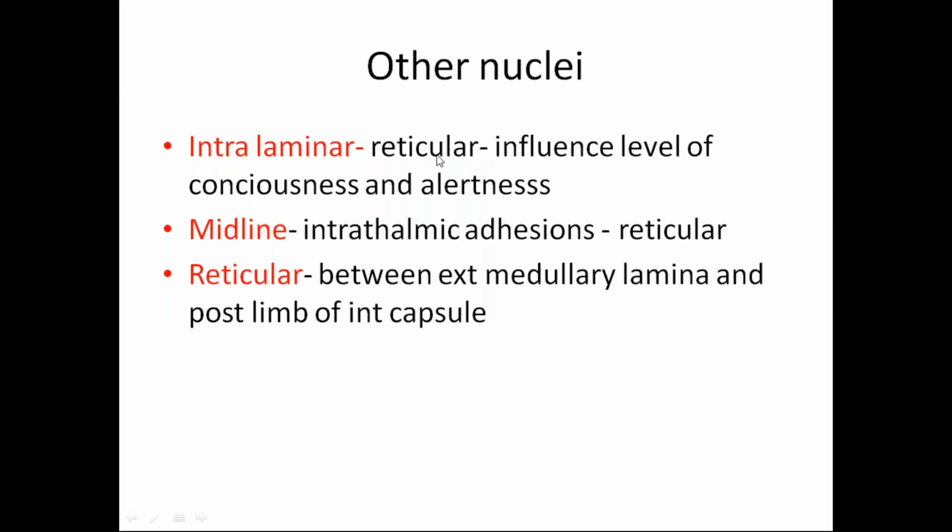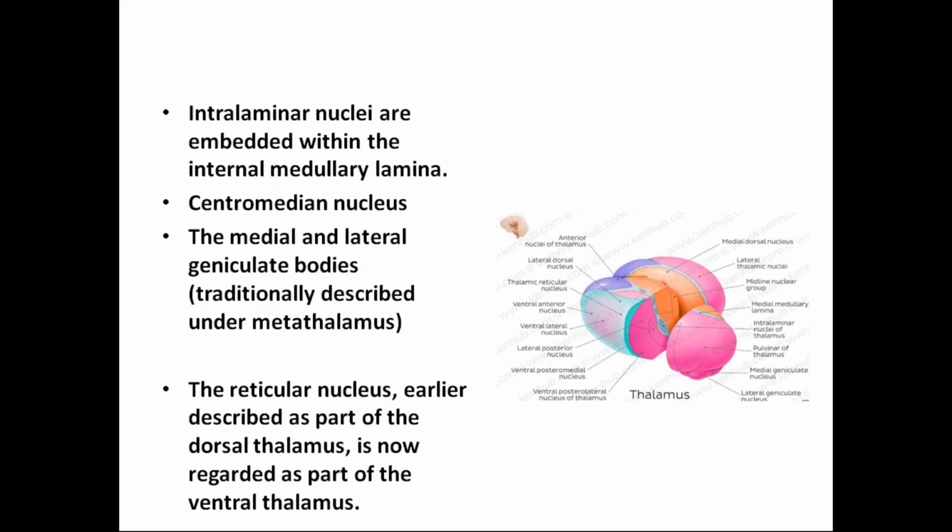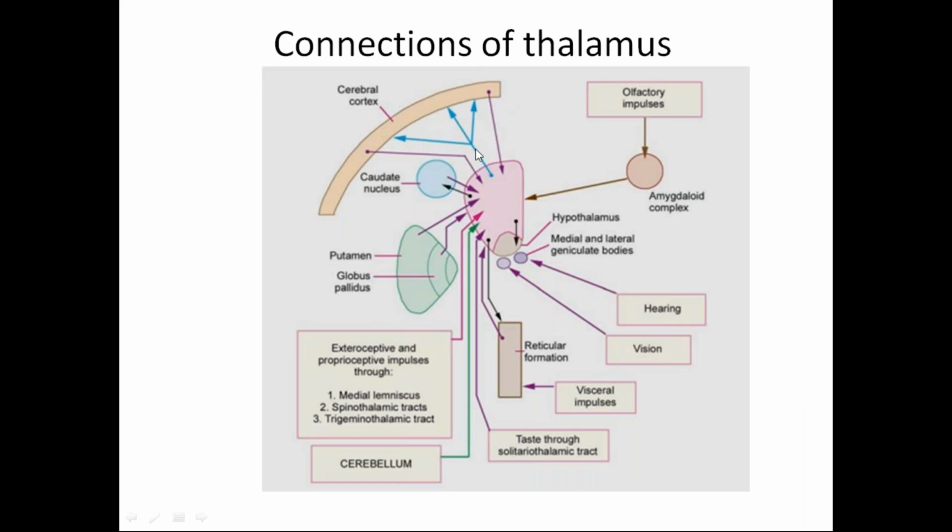These are the intralaminar nuclei. There are some reticular nuclei which influence consciousness and alertness. So reticular formation is usually for consciousness and alertness, that we call wakefulness. And these midline nuclei also have reticular connections between the lamina. So the intralaminar nuclei are embedded within the internal medullary lamina, which are centromedian, and the medial and lateral geniculate, which are described under metathalamus, and the reticular nucleus, earlier described as part of the dorsal thalamus, is now regarded as part of the ventral thalamus. Anyway, you don't have to remember all this, but this is the master chart for all these connections.